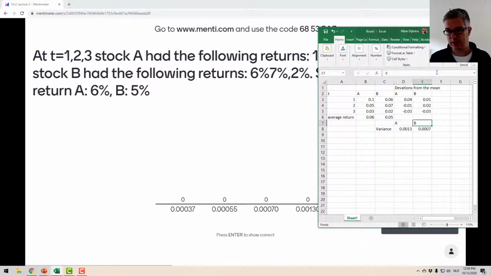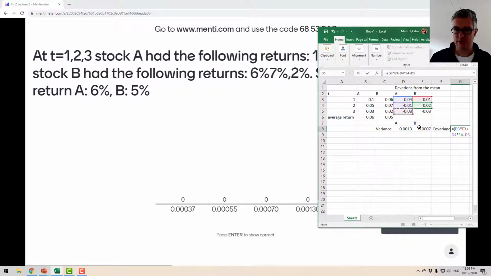And then let's also calculate the covariance. So what should we have? That should be the deviation of A from the mean times the deviation of B from the mean at time 1, plus the deviation of A from the mean times the deviation of B at time 2, plus the deviation of A at time 3 times the deviation of B at time 3. And then divide all of that again by 2. So that gives me a covariance of indeed 0.00055. All right, fine, well enough.